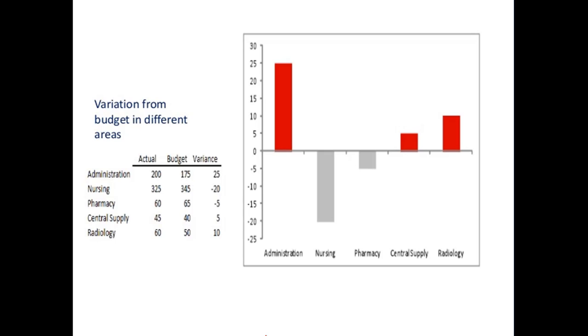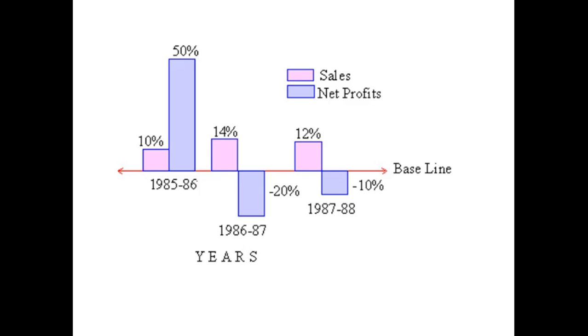Variations from budget in different areas. Administration actual 200, budget spent is 175, variation is 25. So likewise you can find it for different types of data. Sales in percentage, when we are talking about that, can also be recorded.